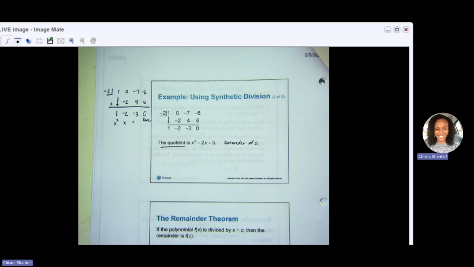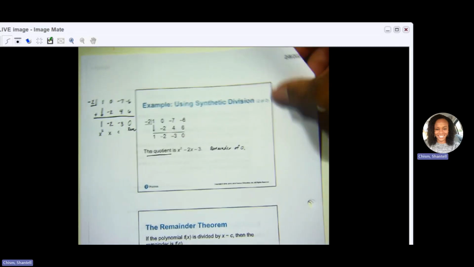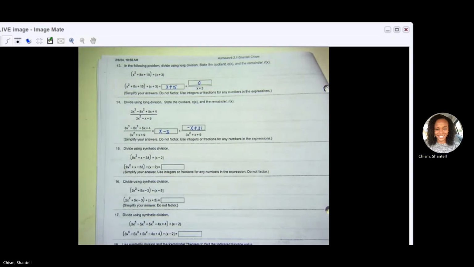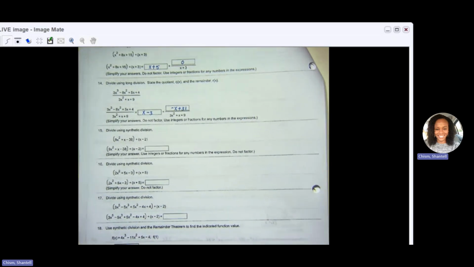Okay, we had a remainder of 0. So I'm going to look at some more problems in the homework now. Okay, so I'm going to take that off for a minute. Let's look at number 15 here. Remember we did 13 and 14 in the first video, long division. Let's look at number 15.